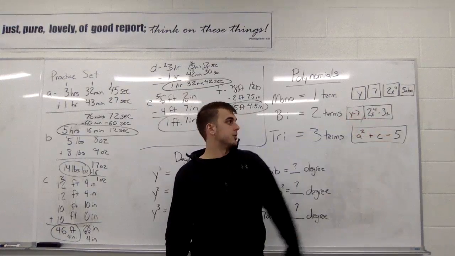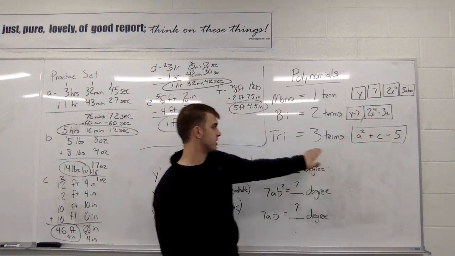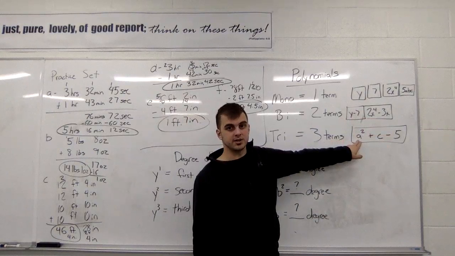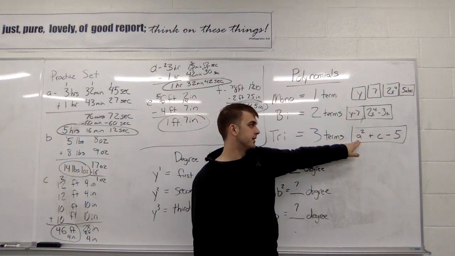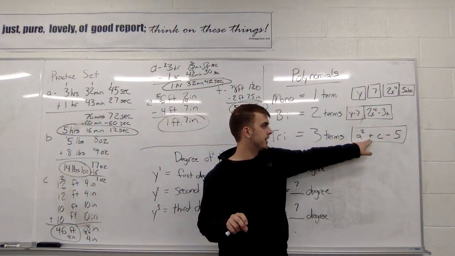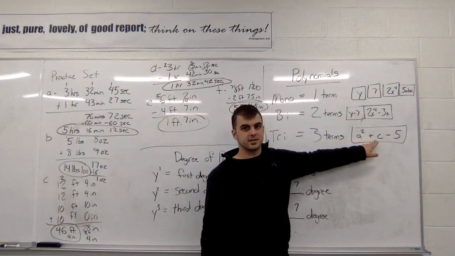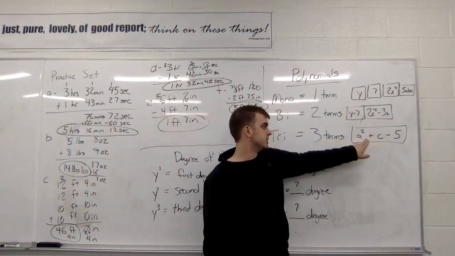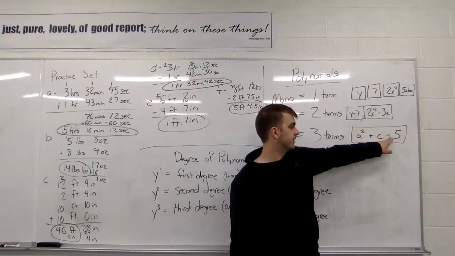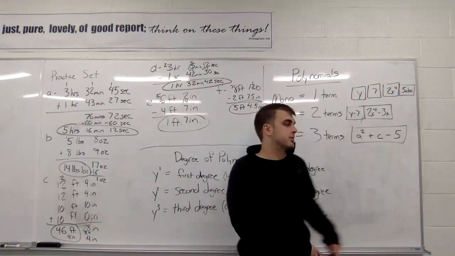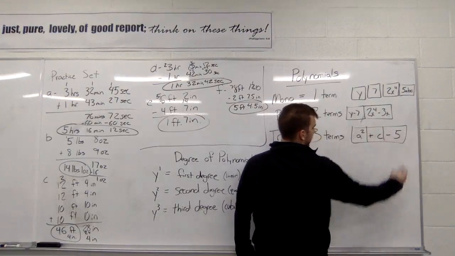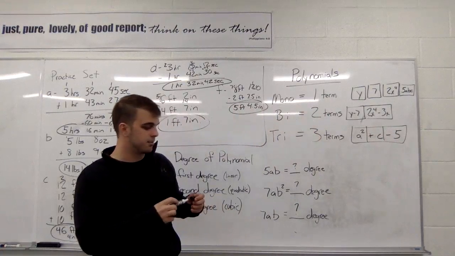So for my next example, a trinomial with 3 terms, in front of the a squared is an understood positive sign. So there's your first term. Look for the next positive or negative sign, right here, plus c. That's your next term. So a squared is your first term, positive c is your second term, and then here's a negative sign. -5 is your last term. So the 3 terms are a squared, positive c, and -5. You can put them together.